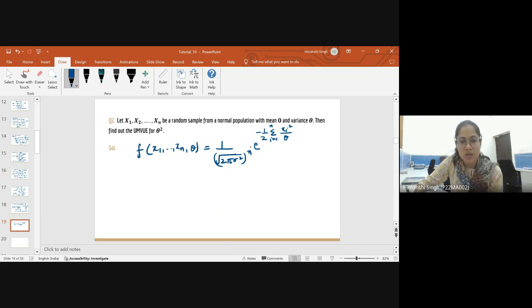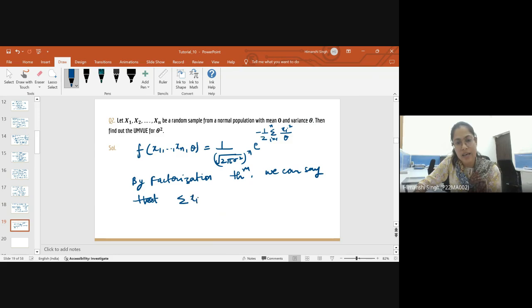So by factorization theorem, we can say that summation xi square, i going from 1 to n, is a sufficient statistic. Okay, now this is a sufficient statistic. Again, we can also say that this is an exponential family.